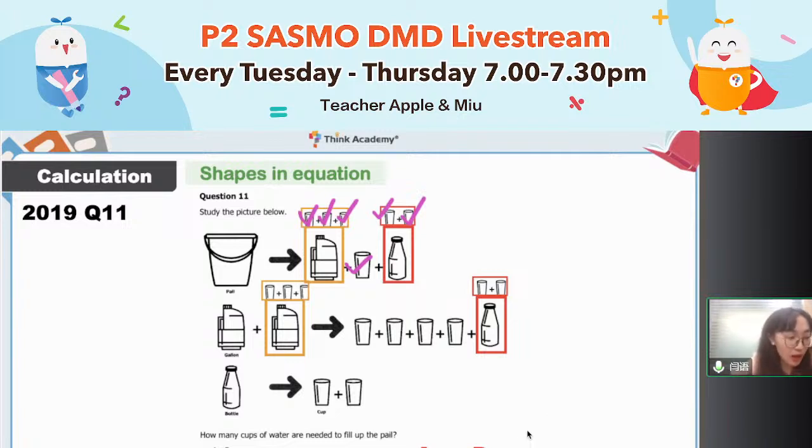Again, where should we start from? You need to start from the easier equation, that is, the one with fewer items. And then you try to replace, 1 by 1. Okay. Finally, this is the end.